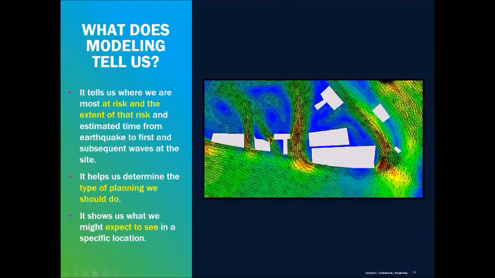So if we do the model, what will the model tell us? It tells us where we are the most at risk and the extent of that risk, and estimates the time from the earthquake to the first and subsequent waves at the site. It helps us to determine the type of planning we should do. It shows us what we might expect to see in specific locations.